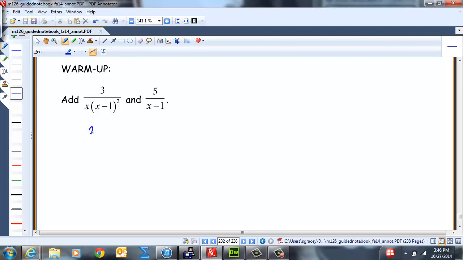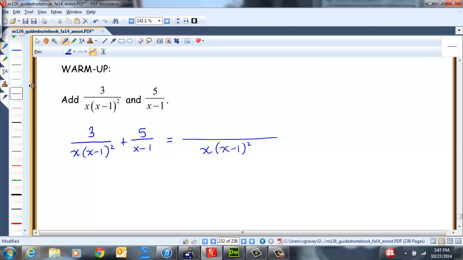So we have 3 over x times quantity x minus 1 squared plus 5 over x minus 1. Now, that is equal to, we want to get one happy fraction. So do you see that the common denominator is x times, great, x minus 1, the quantity squared. So the 3 is good to go, but the 5 is missing what factor or factors? Great, it's missing x times x minus 1.